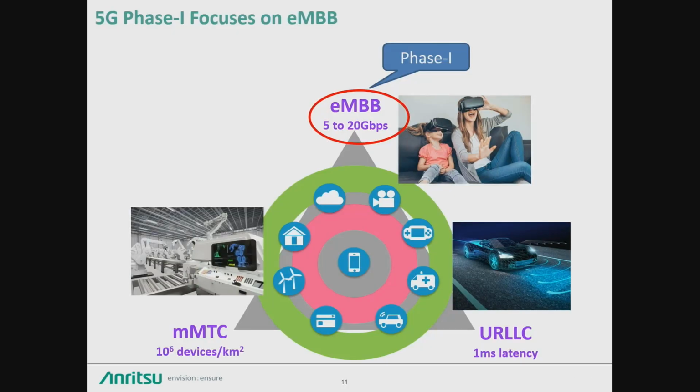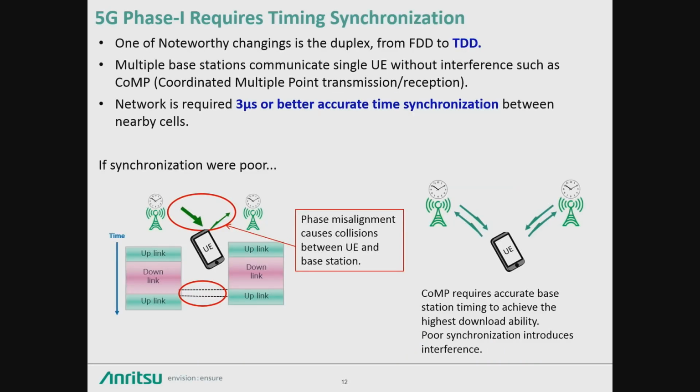So let's go into phase one. Phase one, again, enhanced mobile broadband. That's the high bandwidth up to 20 gigabits per second. How are we going to accomplish that high bandwidth? Well, again, we're moving away from frequency division duplexing to time division duplexing. This allows us to transmit over the same spectrum or wavelength, but being able to do it at different times, an uplink and a downlink.